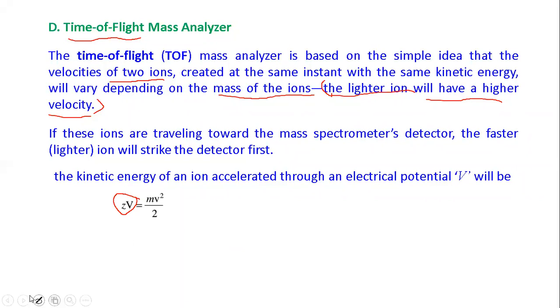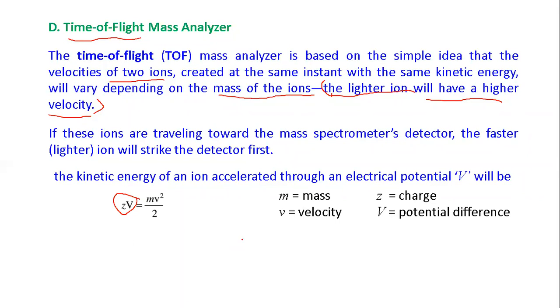That will be equal to the energy generated due to the electrical potential applied, zV, where z is the charge. We have seen this in the previous cases. So m is the mass, v is the velocity, z is the charge, and capital V is the potential difference.